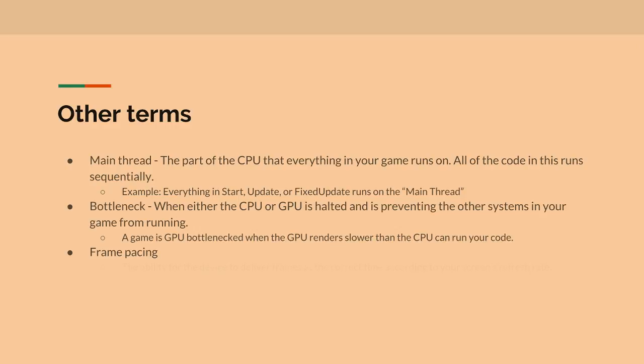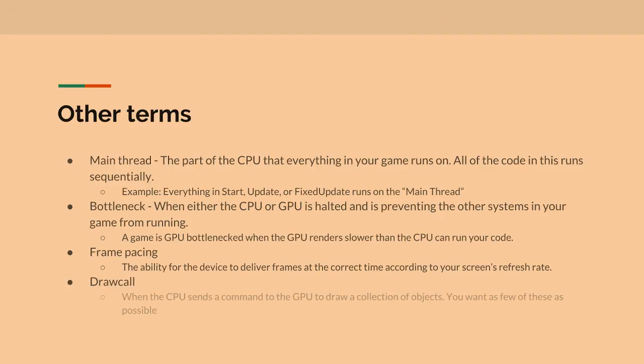Frame pacing. This is something that you see a lot when watching performance analysis on YouTube or whatever. It's just the ability for the device to deliver frames at the correct time according to your screen's refresh rate. So generally you want it to happen every 16.6 milliseconds. And if it doesn't, you have a bad frame pacing issue, and you'll see some minor stutter.